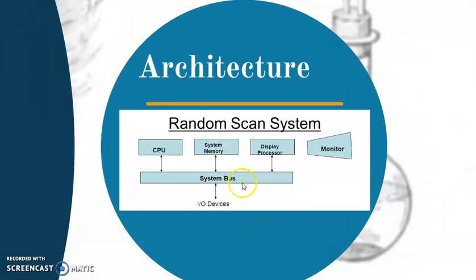CPU, memory, system bus, IO devices. I only need a display processor, and then comes the monitor, which requires a video controller in between. Now, please understand, for random scan display the memory needed is not frame buffer memory like in raster scan display. For raster scan display, I need a frame buffer. For random scan display, I need memory as a display file to store the instructions. So that is the second difference between raster scan and random scan display.